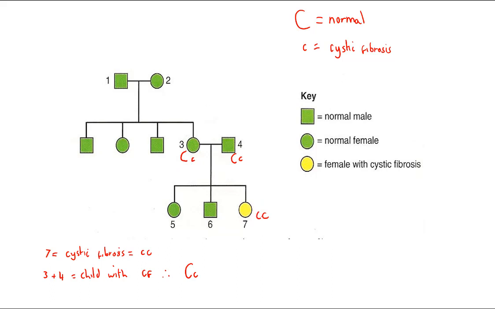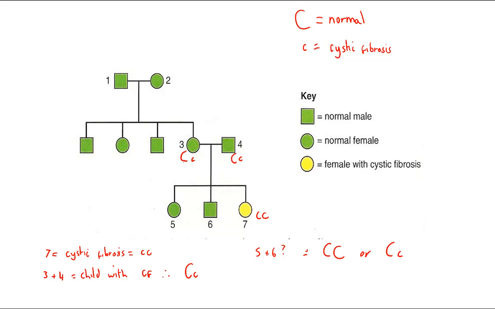Now, what does that mean for the others in this? So, what are 5 and 6? Well, 5 and 6 are both normal, so they could be big C, which means that they both got big C's from both parents, or they could be carriers as well. Now, because they're both green, it means that they're both normal.